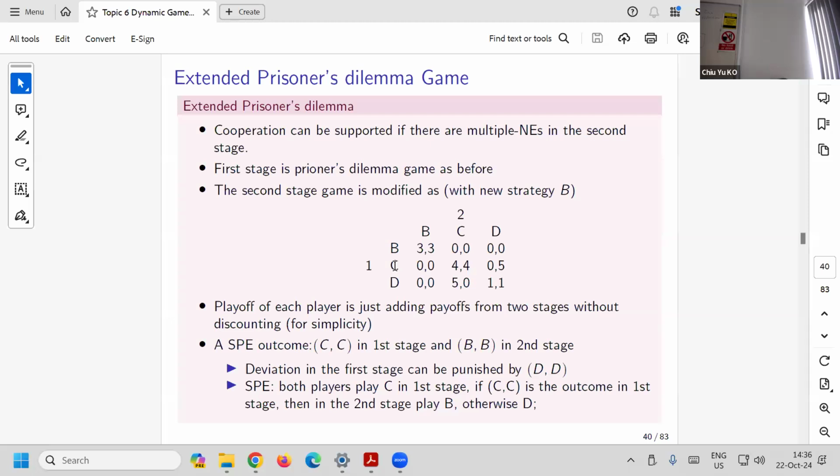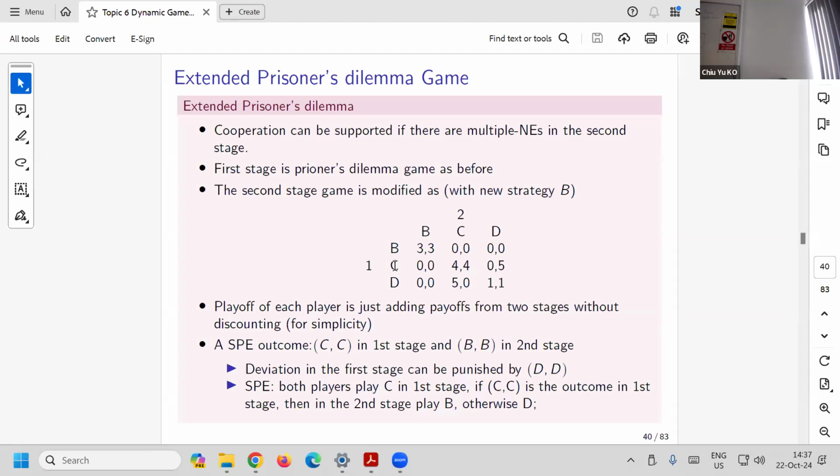And you can see this BB is actually a Nash equilibrium, and they can do something with it. At least it's better than 1-1. Don't worry about 3-3, it can be 2-2 or anything. And it turns out that if that's the case, you can sustain CC in equilibrium in the first stage and BB in the second stage.